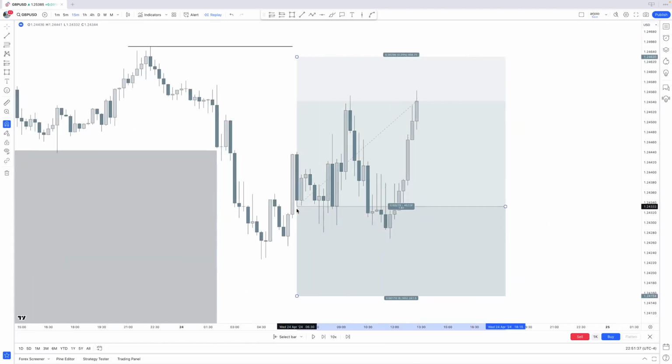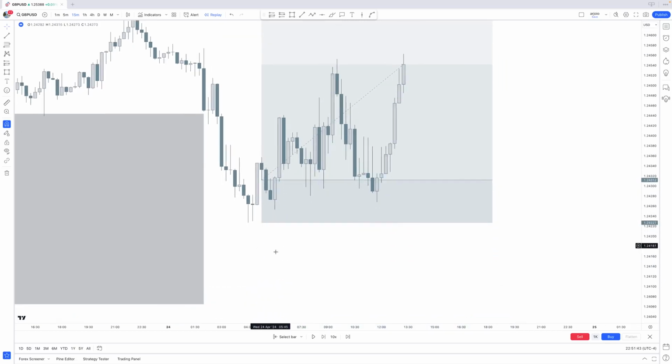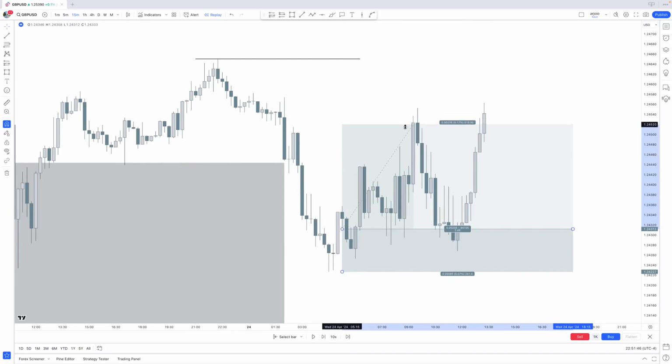And where was our initial entry? Our initial entry was again sitting right there, covering that swing low and targeting a 1 to 2, where this sting right here would have been an easy 1 to 2 right there.